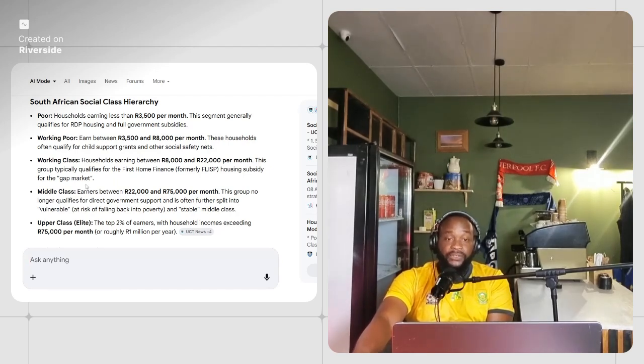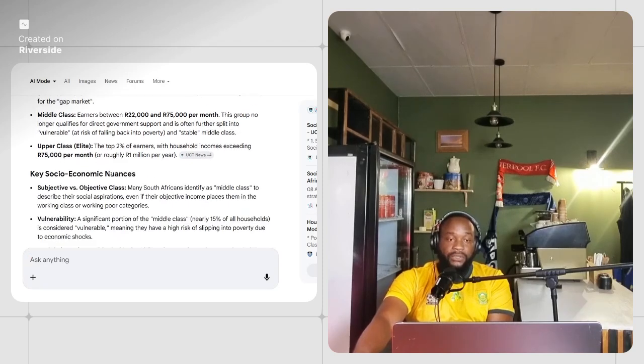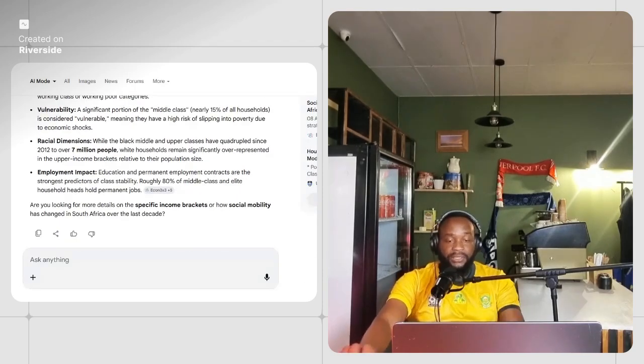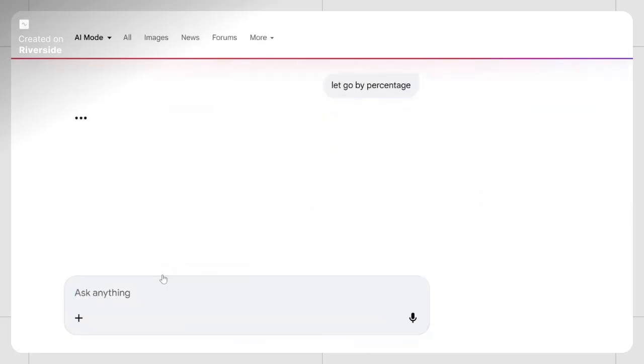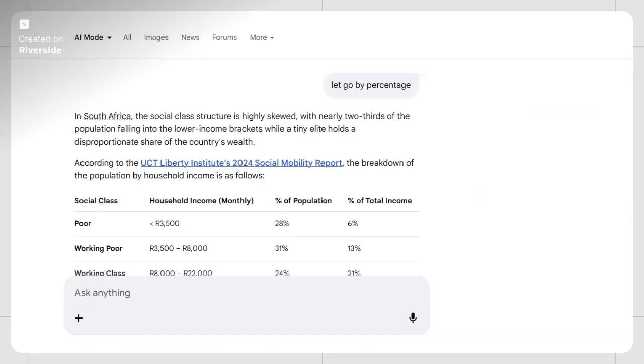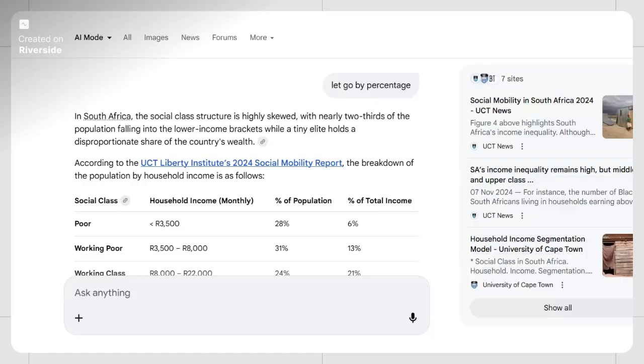Working class: there are so many working class in South Africa. Let's go by percentages. In South Africa, the social class structure is highly skewed, with nearly two-thirds of the population falling into the lower income bracket, while a tiny elite hold a disproportionate share of the country's wealth.